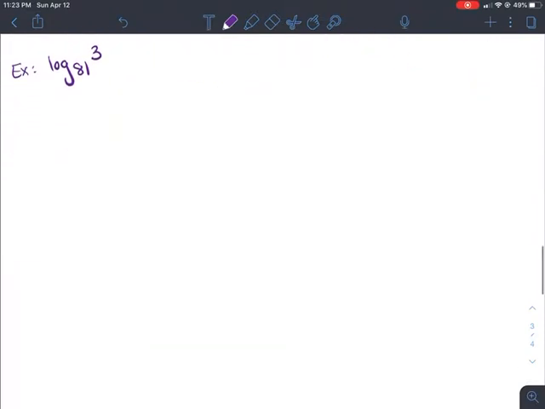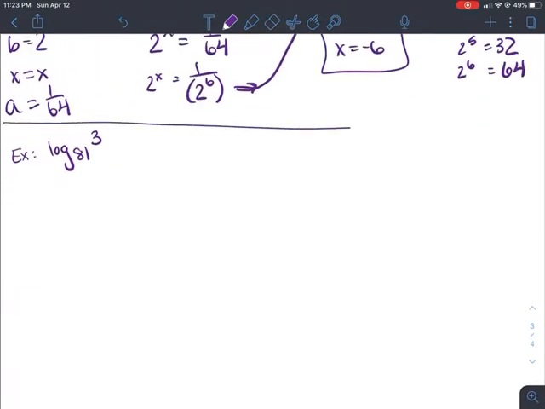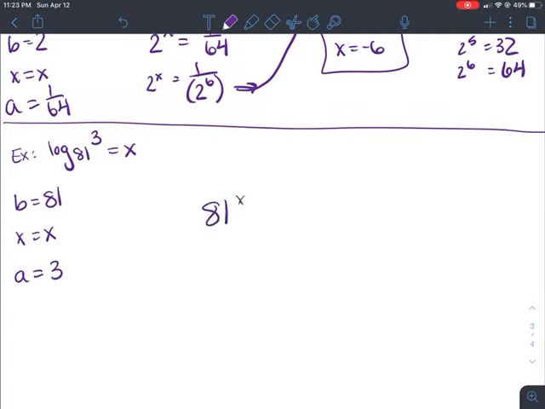For our final example, they give us this equation. I'm going to set it equal to x. I get b equals 81, x equals x as always, and a equals 3. So I go 81^x equals 3. And you might be thinking, oh no, I don't know 81 and 3. What's a common base? Well, 3 has to be our common base, right?